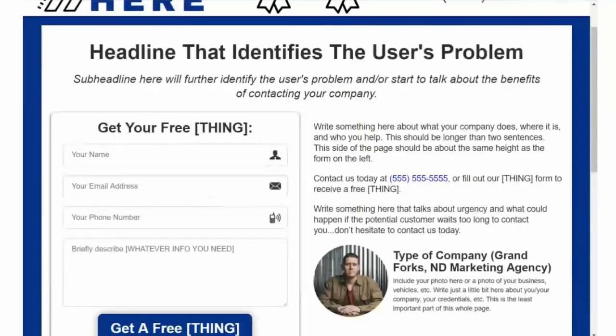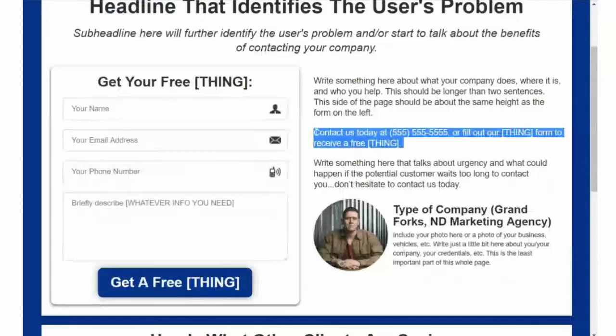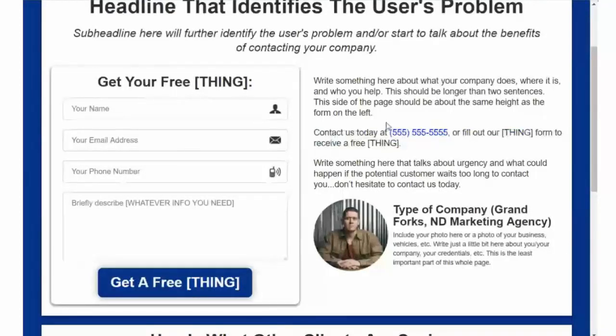Okay, to the right of the form, we're talking some more about us. This is where we can start to get more about the company, some of the benefits of working with a company. Again, keeping it focused on the user as much as possible. Of course, you have to talk about what you do to some extent, but keep that focused on the customer as much as possible. We're putting the phone number again. We're putting another call to action here within the text.